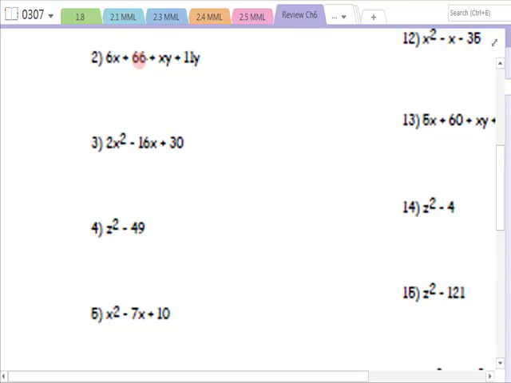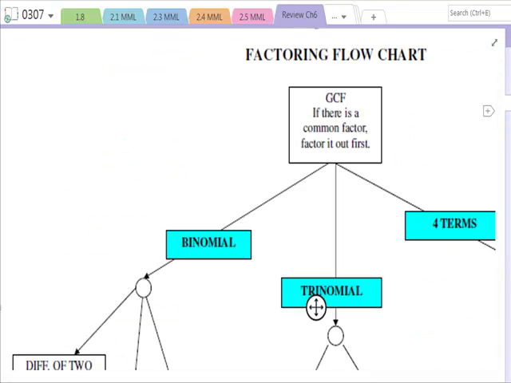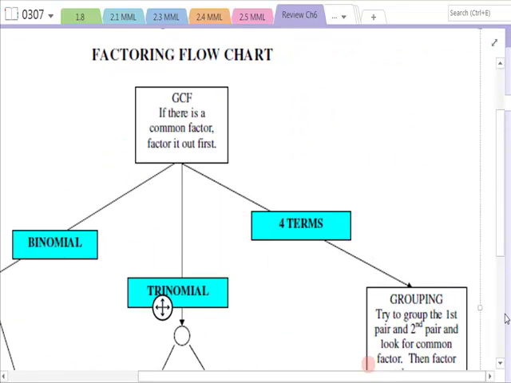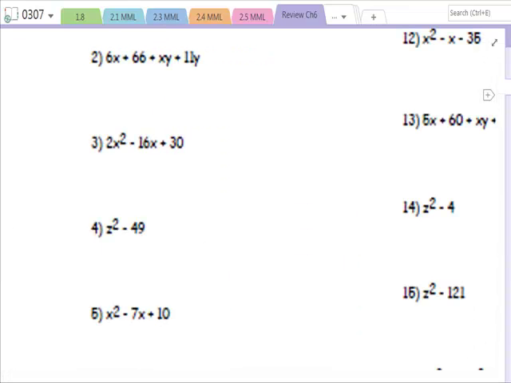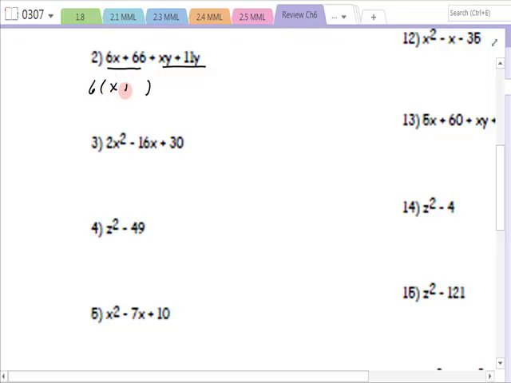Second thing, how many terms do you have? 4. Automatically grouping. If I went back to this, I'm down here to grouping. 4 terms, grouping. All right, so let's see. First group, second group. What's in common in the first group? 6, okay? So if I factor out a 6, 6 goes into 6x, x times. 6 goes into 66, 11 times. So I have 6 parentheses, x plus 11.